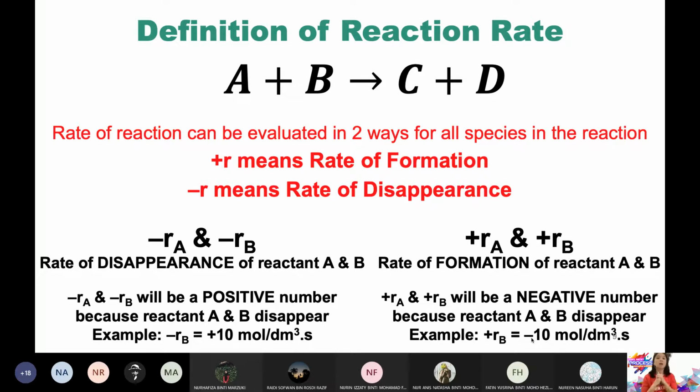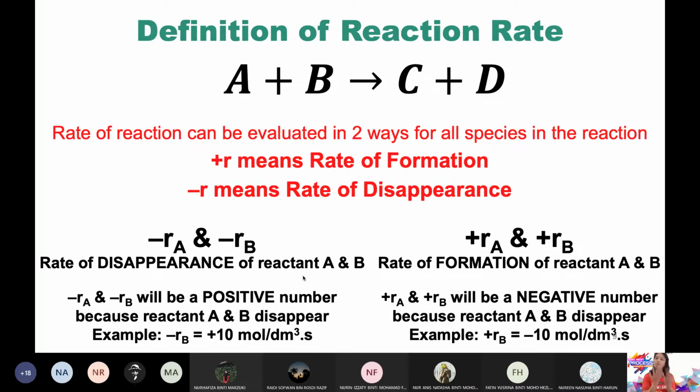Tengok siapa tu confused. Nombor dia akan jadi nombor yang positif. Kenapa? Rate of disappearance of A, rate of disappearance of B, and in the reaction, A and B do disappear. They agree to one another, the number is a positive number. On the other hand, kalau you want to calculate rate of formation of A and B.